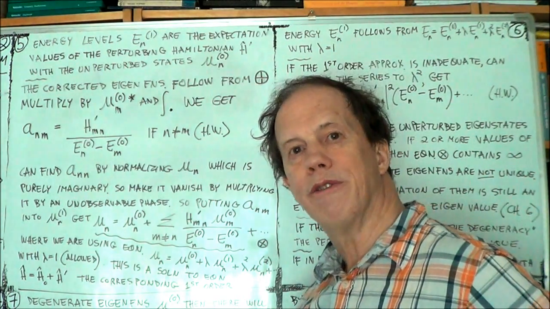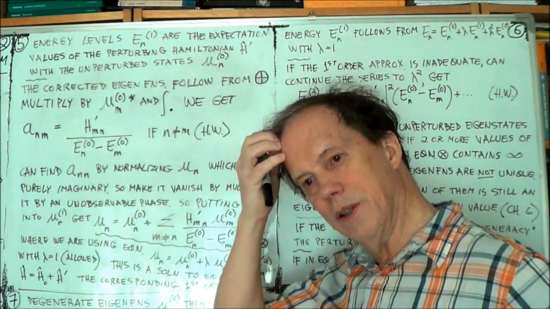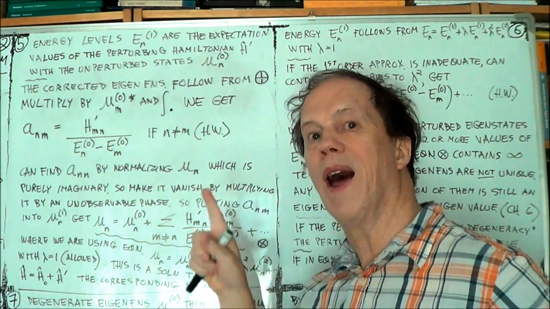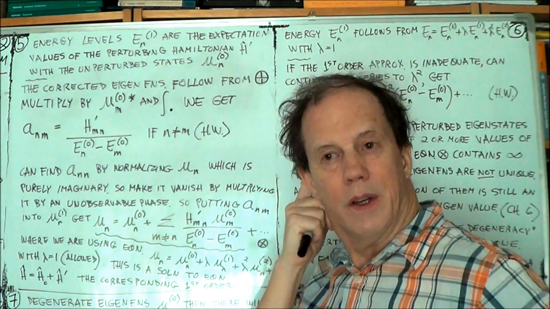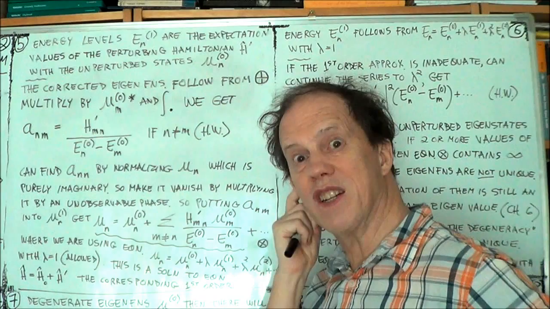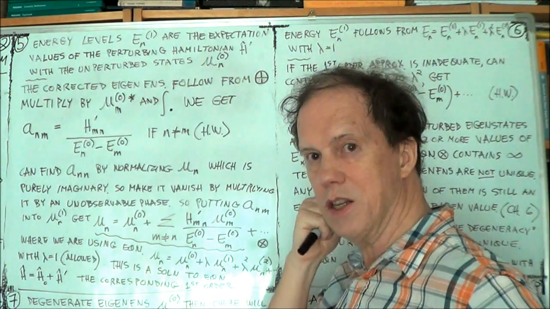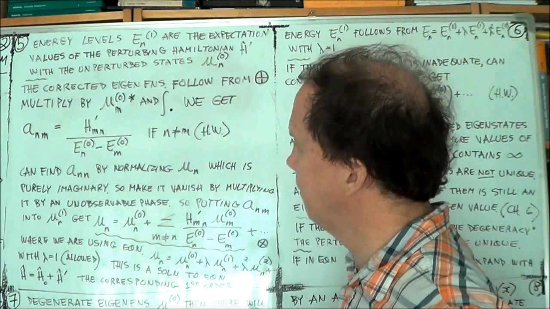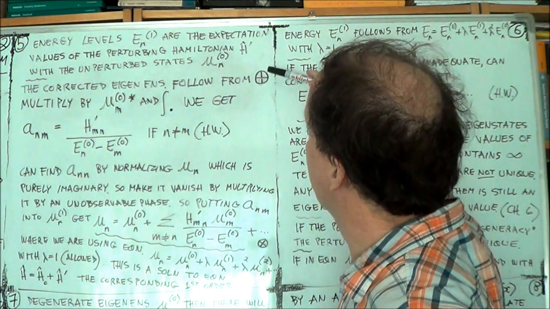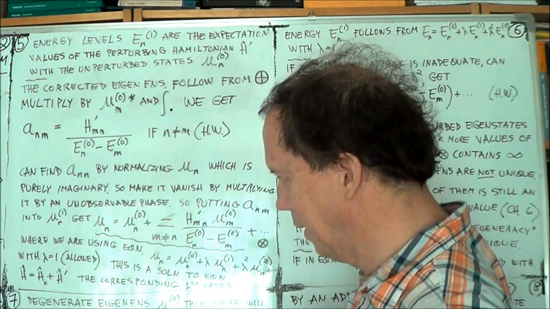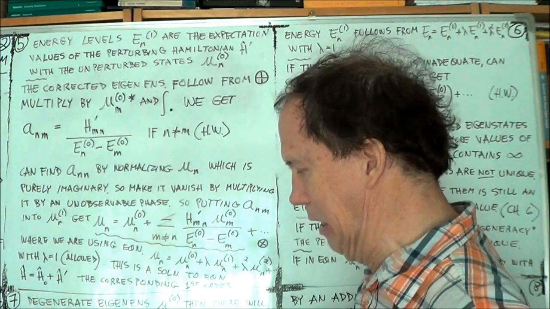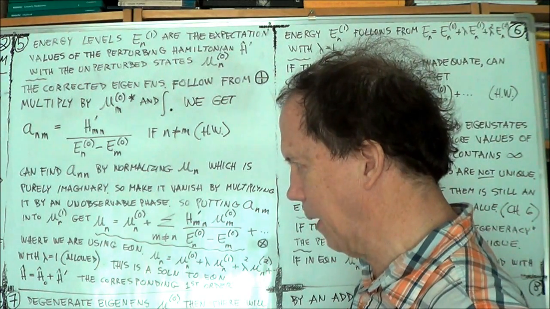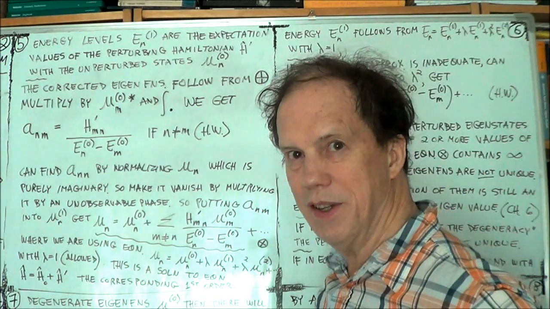All right, how about the eigenfunctions? How about UN1, first order corrections to the eigenfunctions, because we've done it for the eigenenergies. Well, we can do that also fairly readily from the equation plus circle, which you can't see.